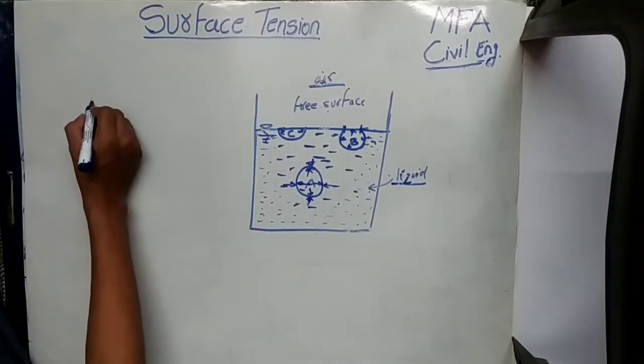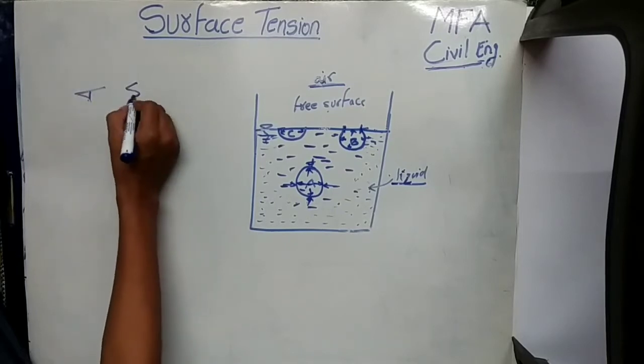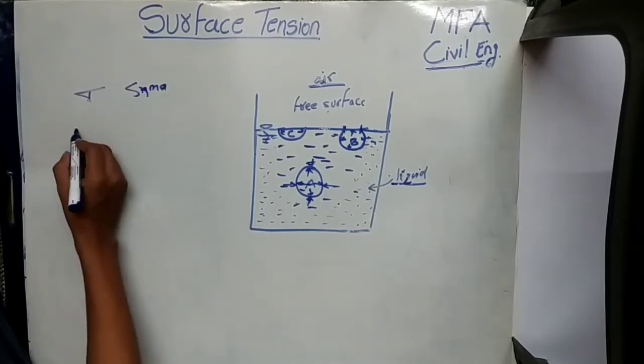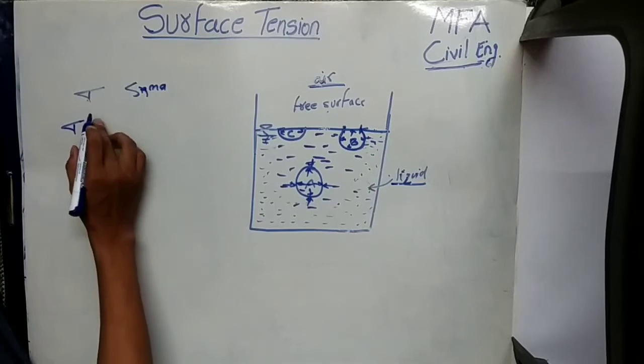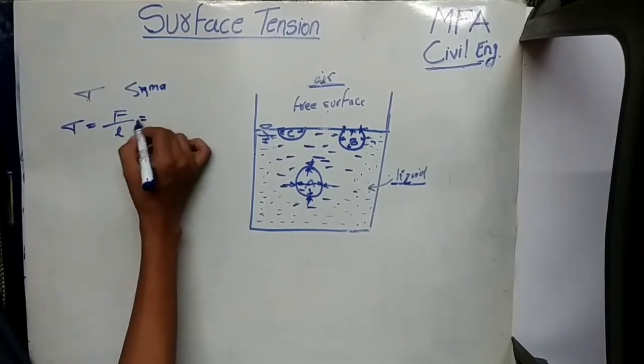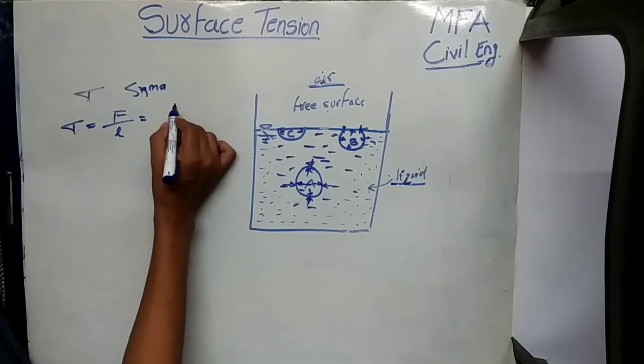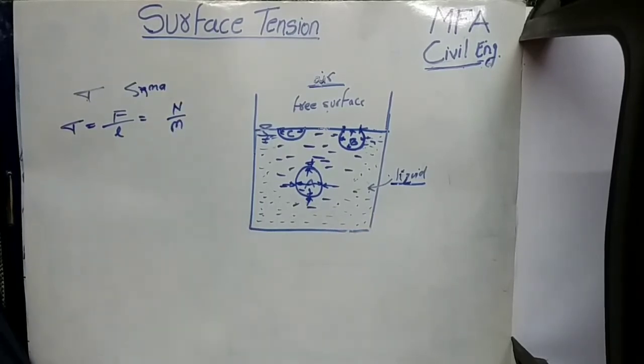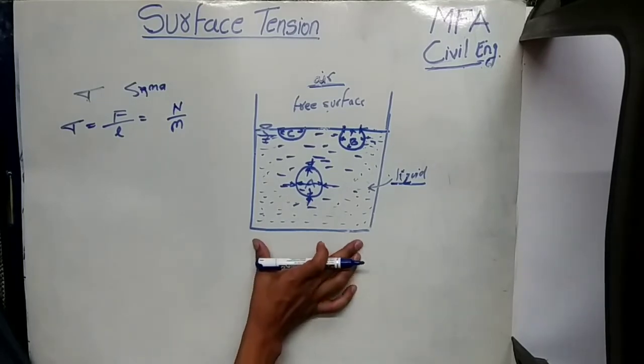Surface tension can be represented by the Greek letter sigma, and mathematically, surface tension is written as tensile force per unit length. The unit of surface tension is Newton per meter. The phenomenon of surface tension can be understood by this diagram.